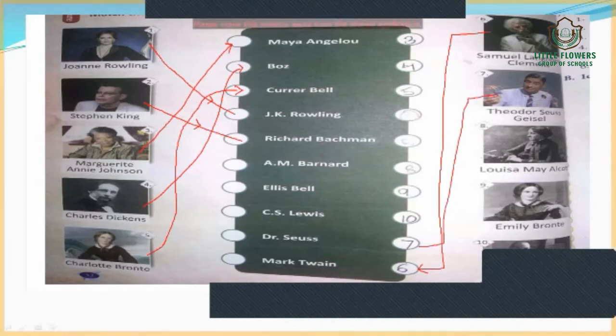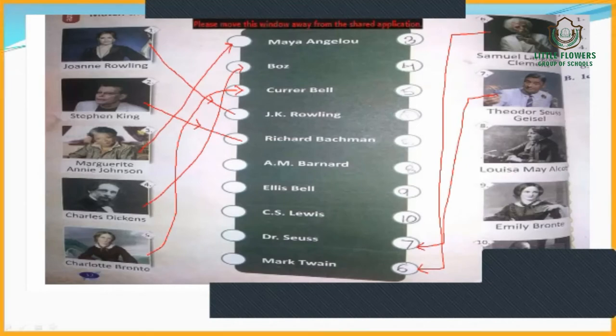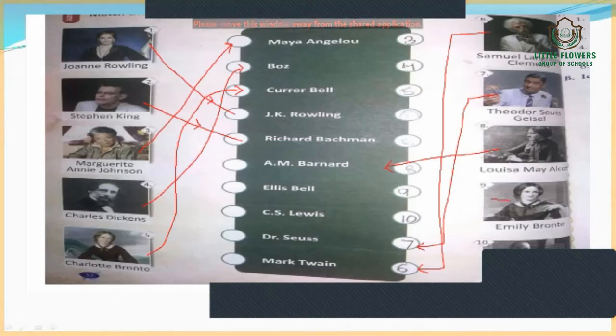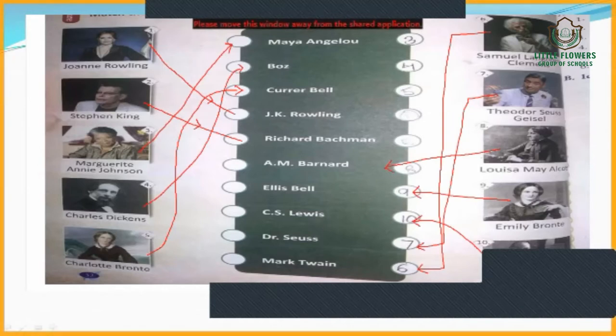Let's match. Next one is Louisa May Alcott. She has written as A.M. Barnard. Yes. Next we have Emily Brontë. She has written as Ellis Bell. Let's match. And the last, Lewis, has written as C.S. Lewis. So this is our chapter 20, to match the name of author with their pen names.